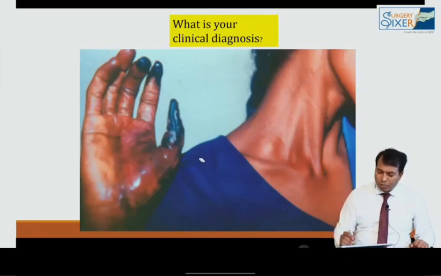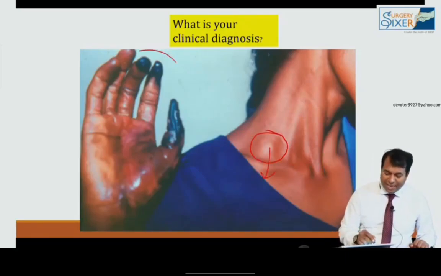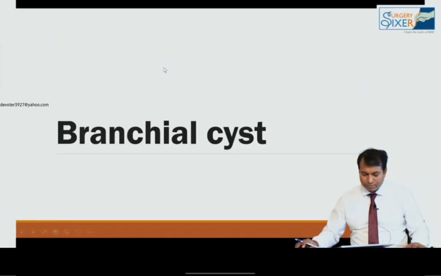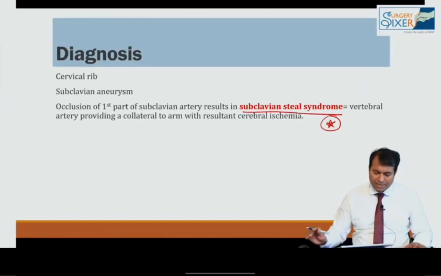So this is a posterior triangle. In the posterior triangle, you can see the bony swelling because of subclavian artery compression. She is having gangrene of the fingers. This is a classical case cervical rib with thoracic outlet syndrome. Please don't forget this. And don't forget subclavian steal syndrome. Don't forget subclavian steal syndrome.